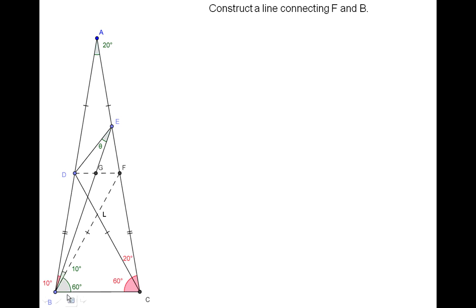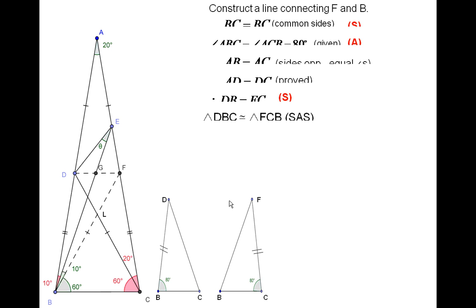I want to construct one more line, BF. By doing that, I can show a pair of congruent triangles. As you can see, they have the common line BC. And as I proved before, BD is equal to FC, and we have an 80 degree angle between the two corresponding lines. They are the included angles. So I can prove that they are congruent by SAS.